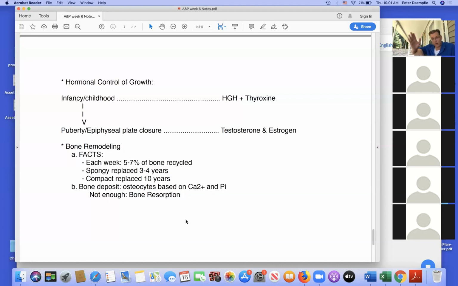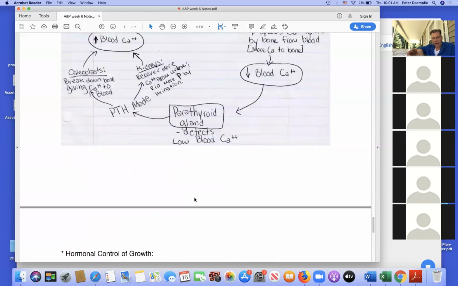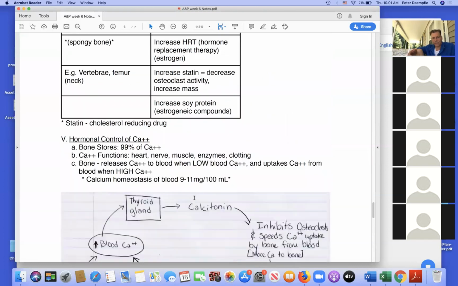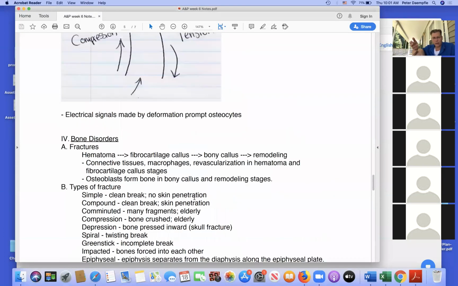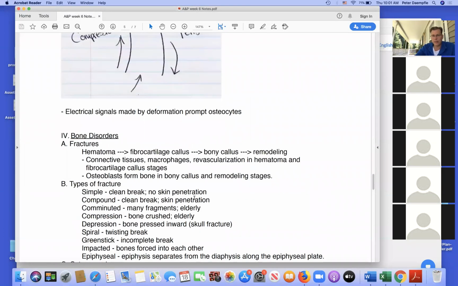You got to have the hormones. You have to have the forces placed upon them. You got to have the proper nutrients, calcium and phosphorus. And all of this works in concert. So the body is complex. Hopefully you enjoyed the lecture.